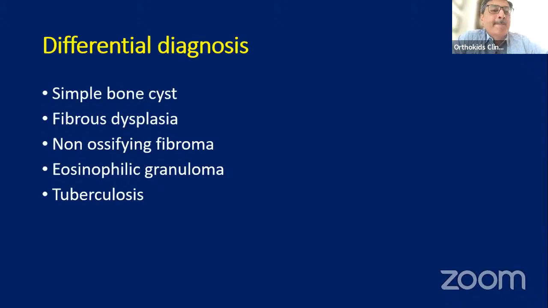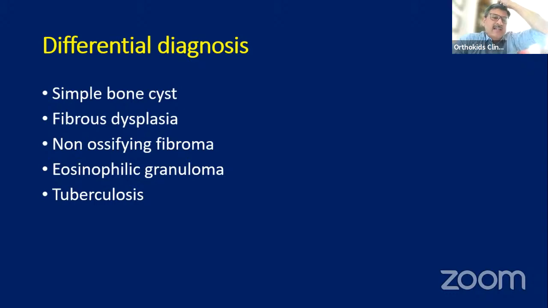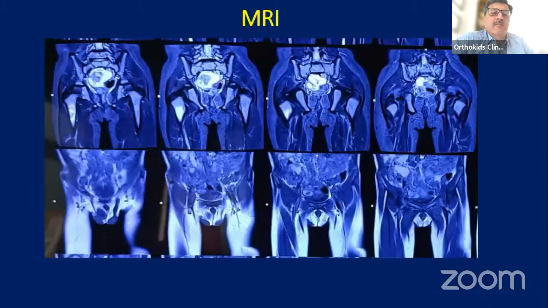As discussed, sir, we had some differential diagnosis: simple bone cyst, fibrous dysplasia, non-ossifying fibroma, eosinophilic granuloma and tuberculosis. So there are plus and minus points for all these diagnoses based on this X-ray, but these few things came to our mind when we saw this image. And let's move on to the further imaging.